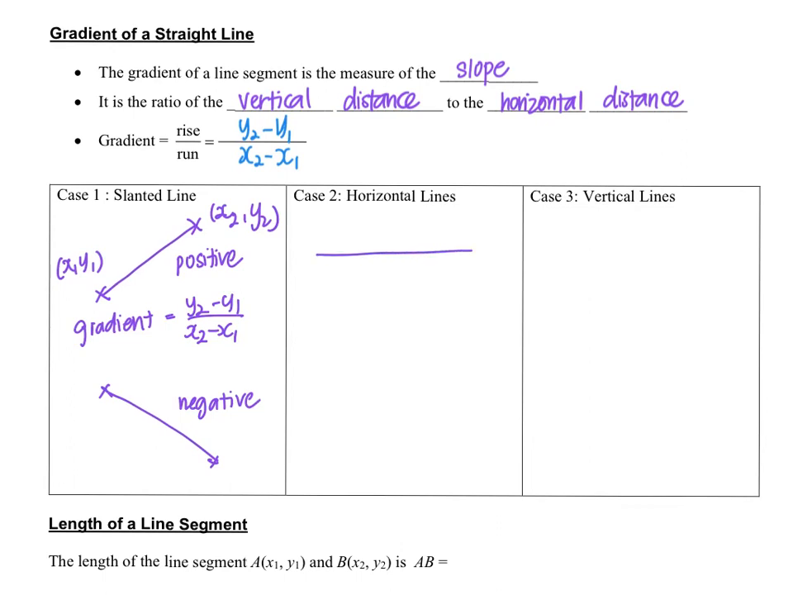Now, if I were to look at a horizontal line, it looks something like this. Compare it with my axis. This horizontal line, I'm walking flat on the ground. When I'm walking flat on the ground, is there any gradient? No. So for a case of horizontal line, gradient is 0. There's no gradient.